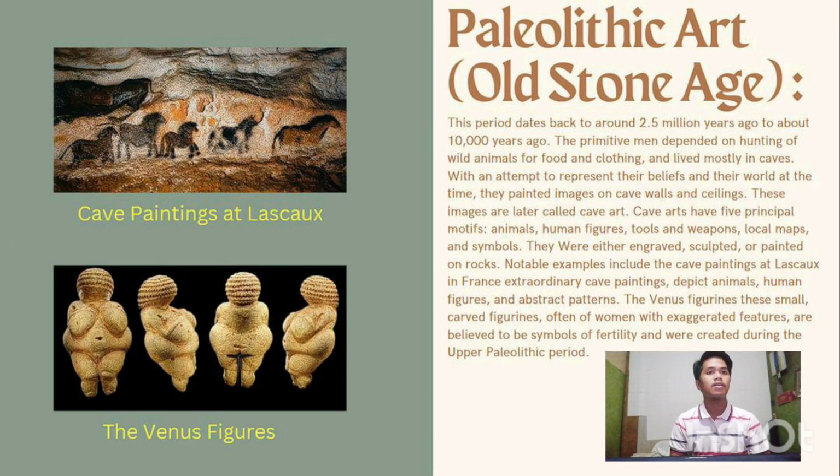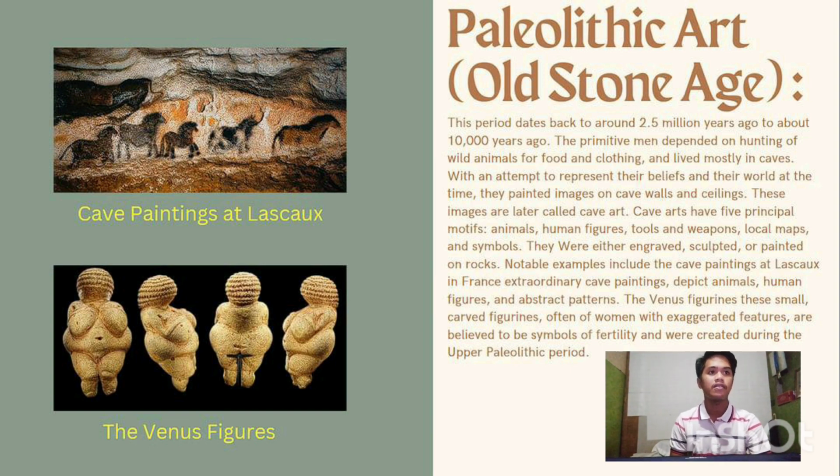Paleolithic art, or the Old Stone Age. This period dates back to around 2.5 million years ago to about 10,000 years ago. The primitive men depended on hunting of wild animals for food and clothing, and lived mostly in caves. In an attempt to represent their beliefs and their world at that time, they painted images on cave walls and ceilings. These images are later called cave art.